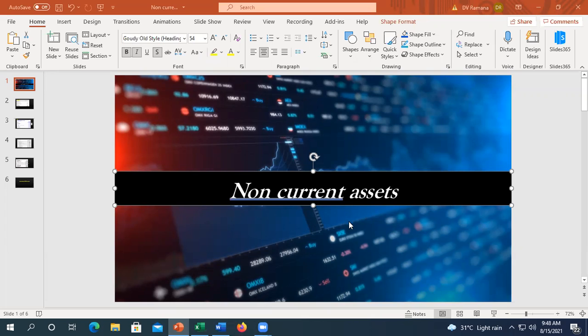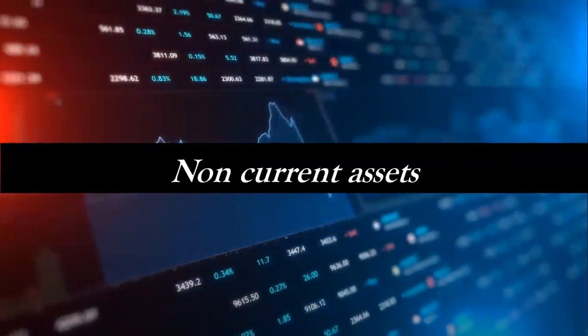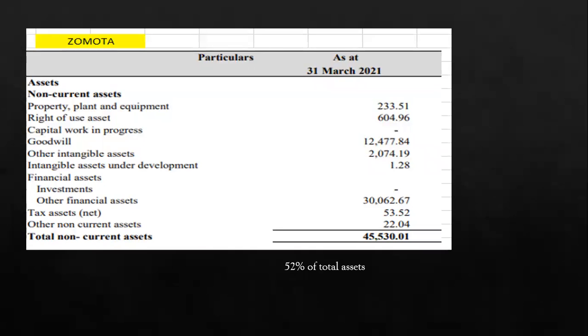In this session, we will try to understand the measurement and presentation of non-current assets of some companies. First, let us see the non-current assets of companies. How are they presented? The composition of the non-current assets, and then we will observe the accounting policies of a few companies with respect to the non-current assets.